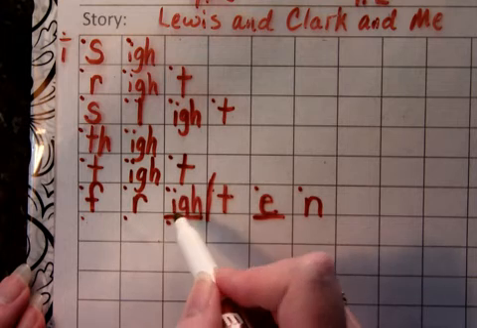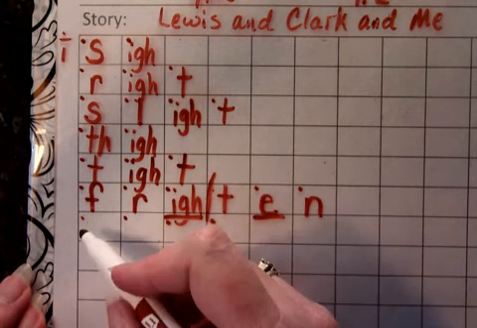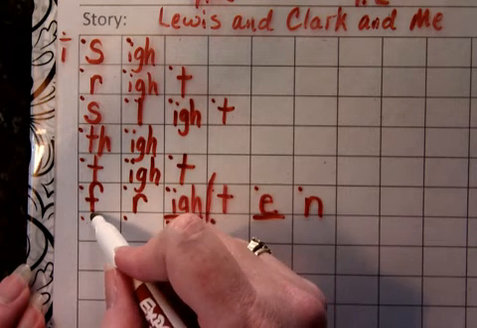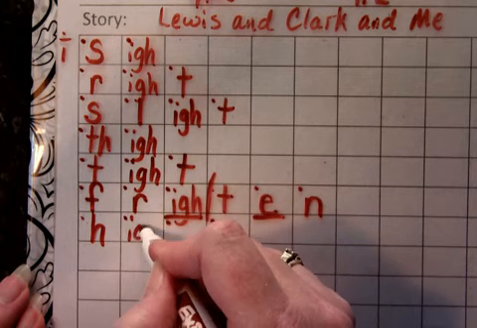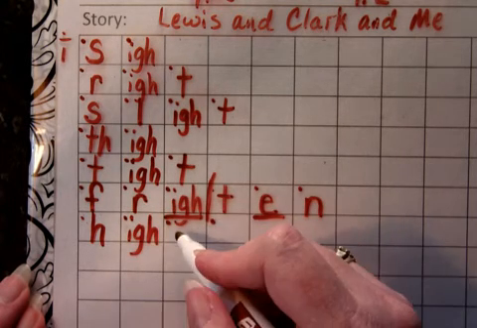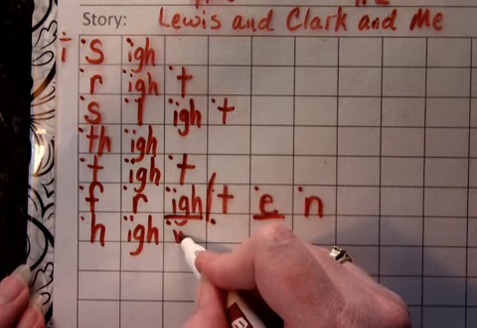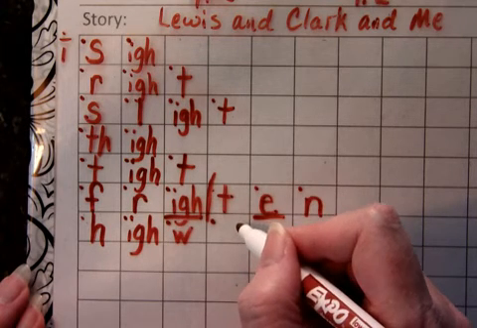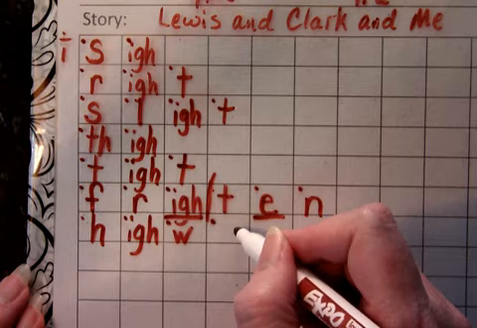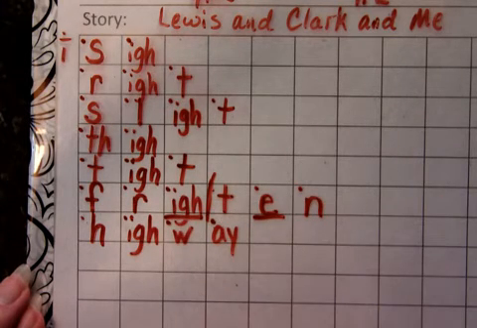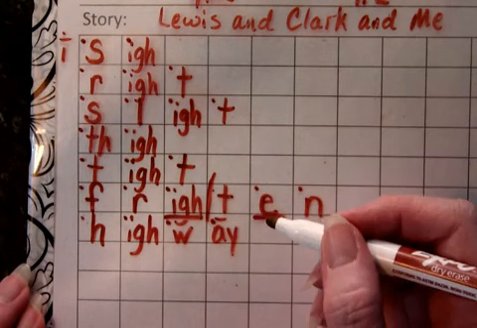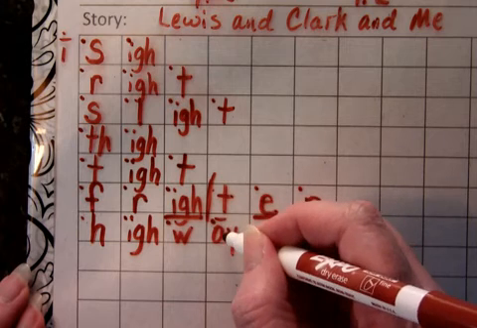The first sound is the H. Then I, I-G-H. Then W, W is the W. A at the end of a base word, most of the time is spelled with an A-Y. Those two letters are representing one sound, A. If you want to put the long mark or macron over the top of the A.